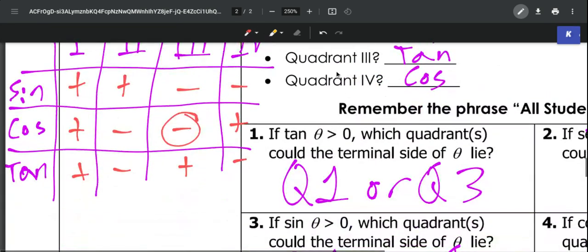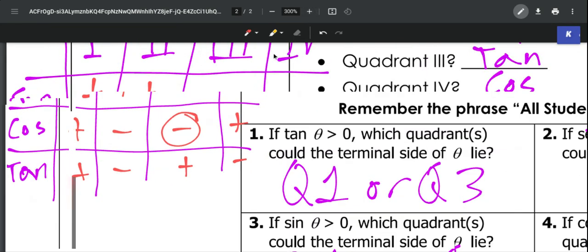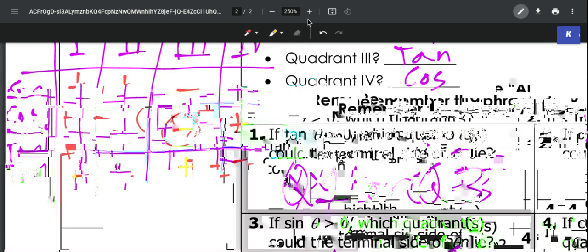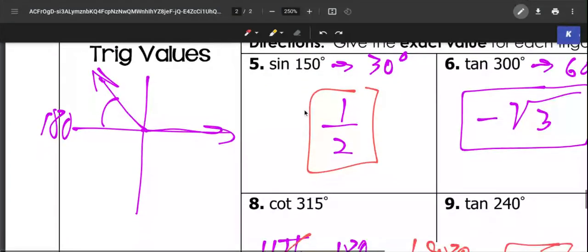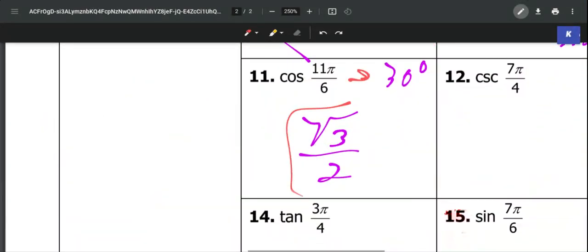So we need to know, is cosine positive or negative in quadrant 4? And it would be positive. So that's right here. So it would be positive in quadrant 4. So the square root of 3 over 2 is our answer.